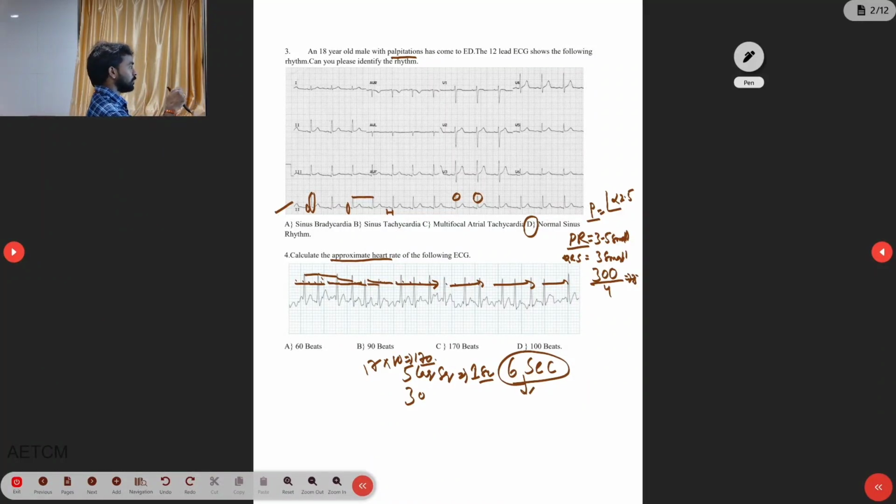So if you want to calculate the heart rate in the case of irregular rhythms, the 6-second method is possible. We know that 5 large squares in an ECG is equal to 1 second. Like that you have to count the number of QRS complexes in 6 seconds and multiply that number of QRS complexes by 10, and you will get an approximate heart rate.